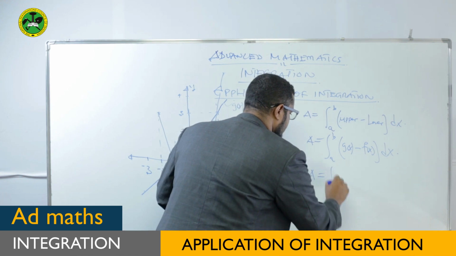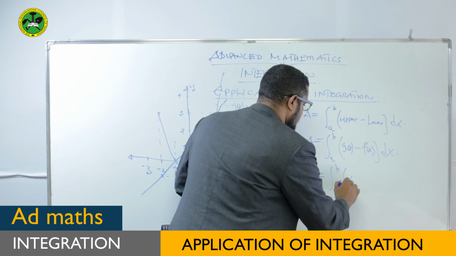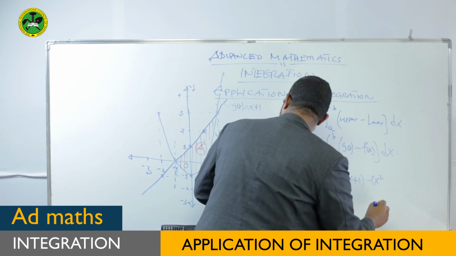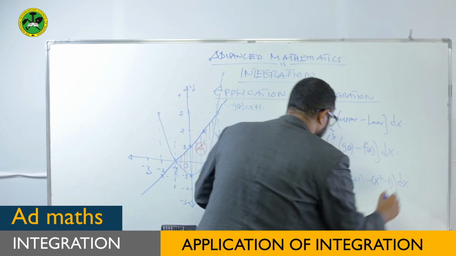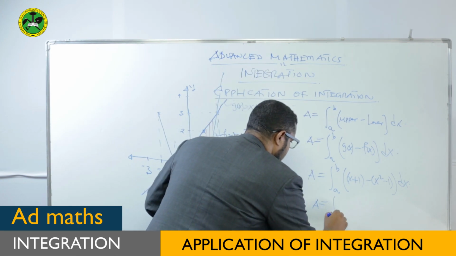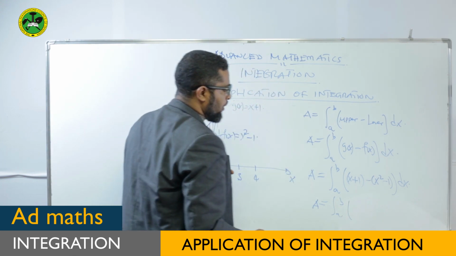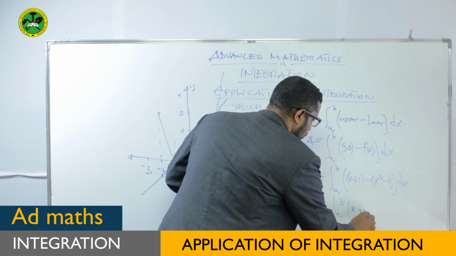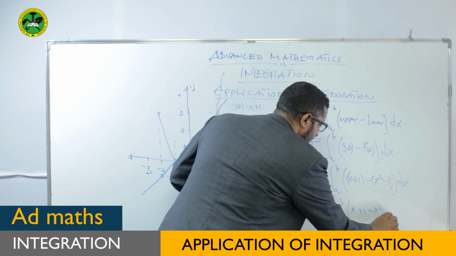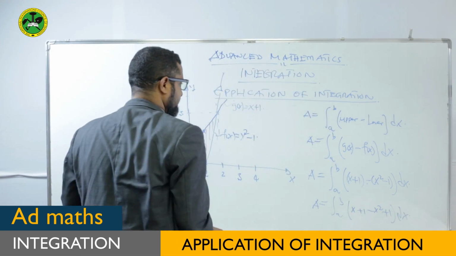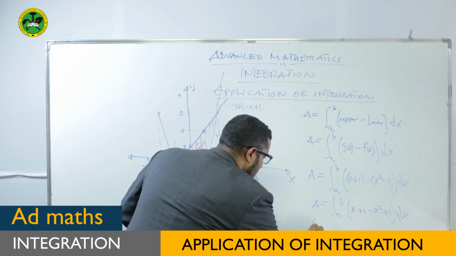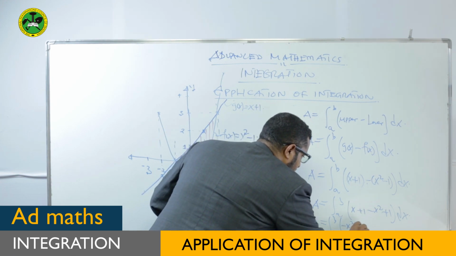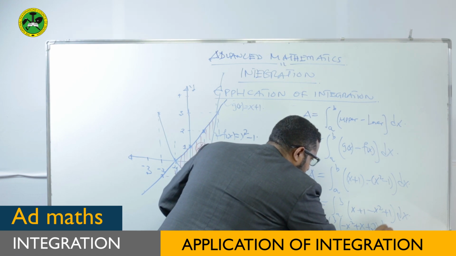Because we know the functions, let's go directly to writing them. It will be from a to b. Our g of x is x plus 1, and that of f of x is minus x squared minus 1. So simplifying, we'll be having the integral from a to b. Now when you open the bracket, this one becomes x as it is plus 1, then minus x squared plus 1 dx. So the area will be equal to the integral from a to b of negative x squared plus x plus 2 dx.